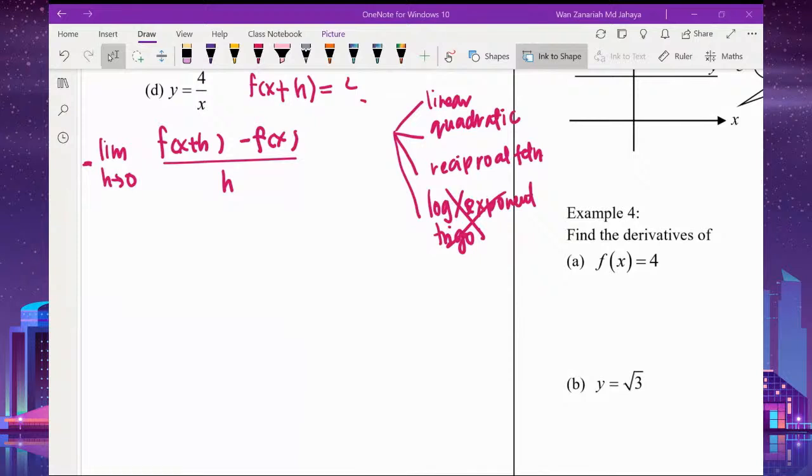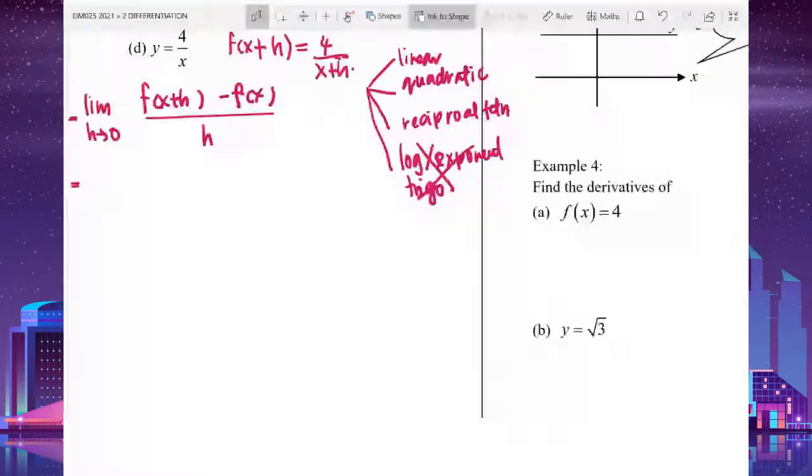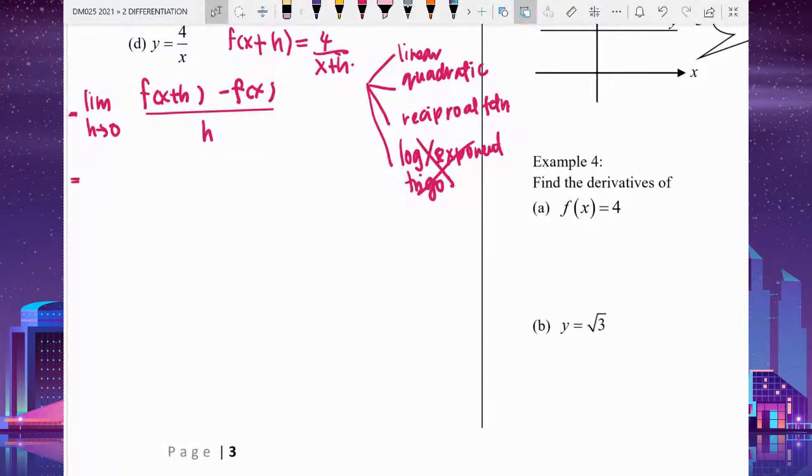Okay, I'll full screen first so that you won't see me. Okay, so 4 over x plus h. Alright, let's do this together, the last one before we end our class today. Limit h approaching 0, 4 over x plus h. Be careful to see how madam does this.